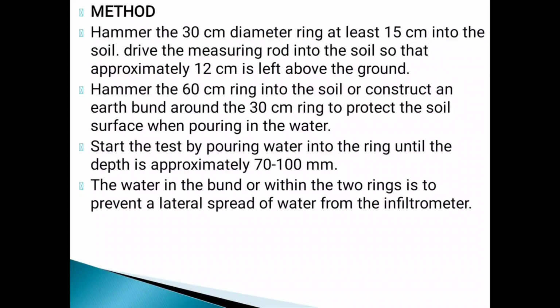Next, the method for the double ring infiltrometer is: hammer the 30 cm diameter ring at least 15 cm into the soil. Drive the measuring rod into the soil so that approximately 12 cm is left above the ground. Hammer the 60 cm ring into the soil or construct an earth bund around the 30 cm ring to protect the soil surface when pouring in water. Start the test by pouring water into the ring until the depth is approximately 72 mm. The water in the bund or within the two rings is to prevent lateral spread of water from the infiltrometer.